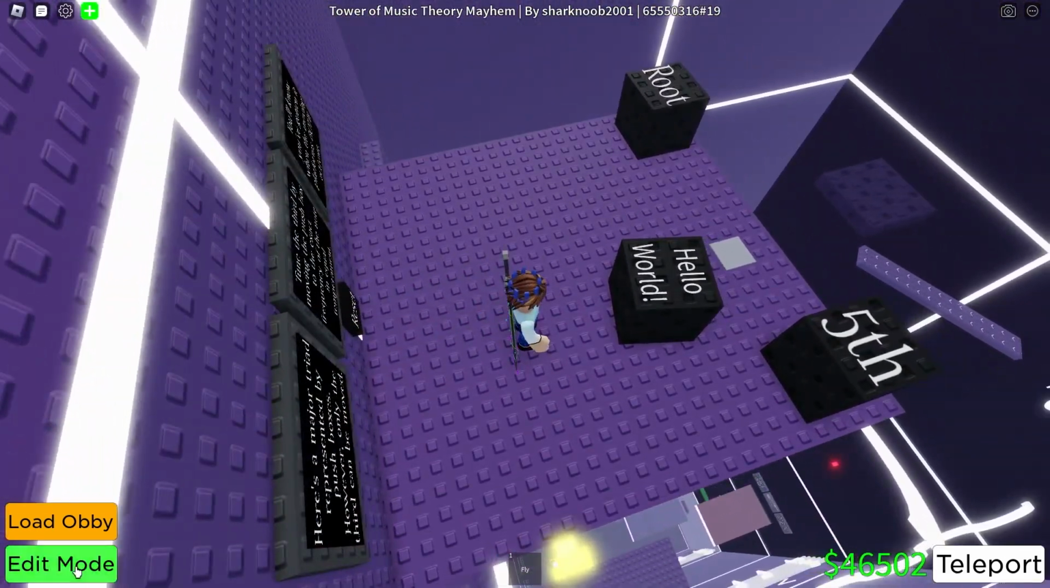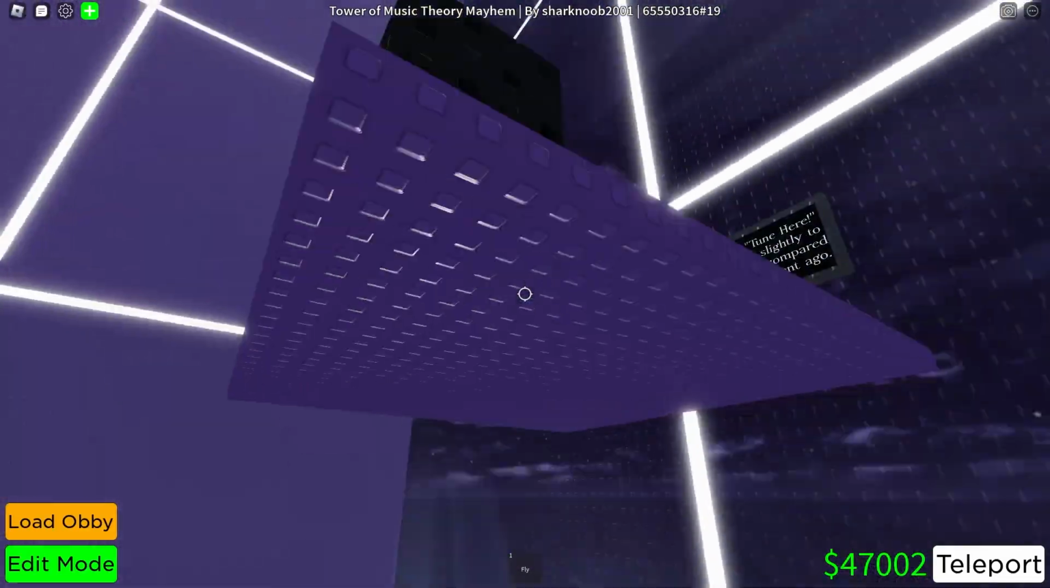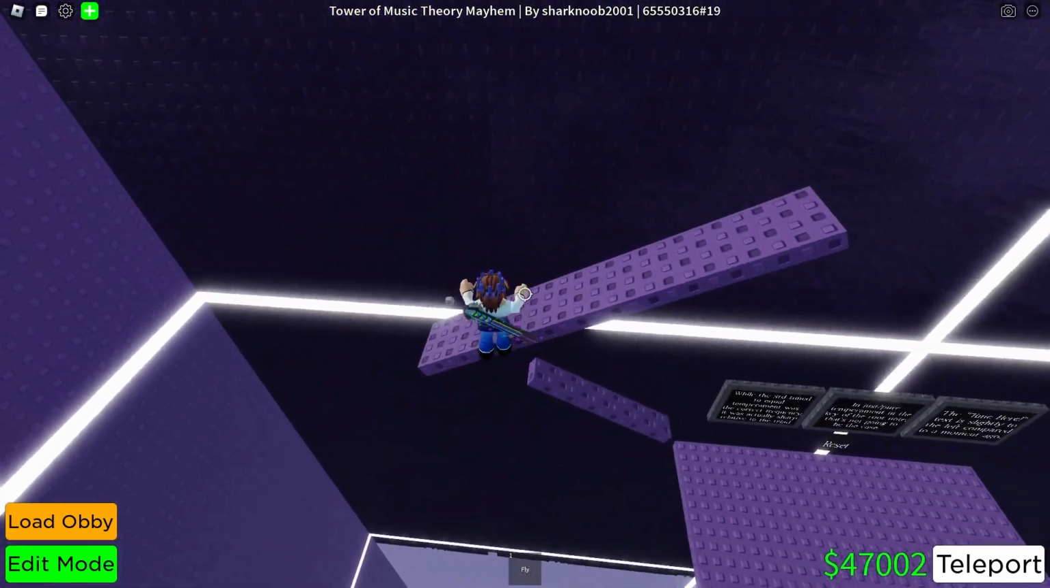Here's the reset button, by the way. So only one is activated, but now they're both activated. Now we need to get those two things activated. There we go. And that's the end at the moment.